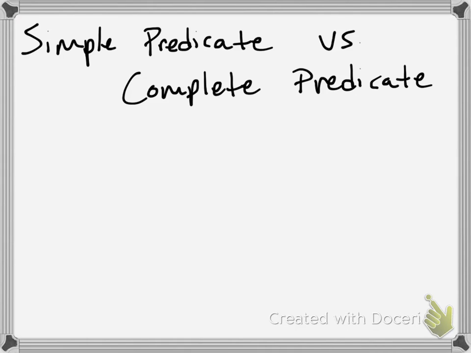Simple predicate versus complete predicate, this is a little bit like our talk with the simple subject versus complete subject. The predicate is the action or the being, so this is the verb in the sentence. So if we're talking the simple predicate, it is going to be just that single verb. But if we're talking about the complete predicate, it will be the verb plus the other information that follows.